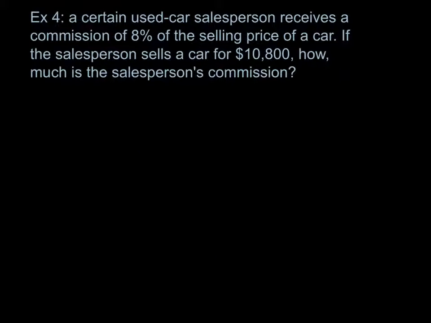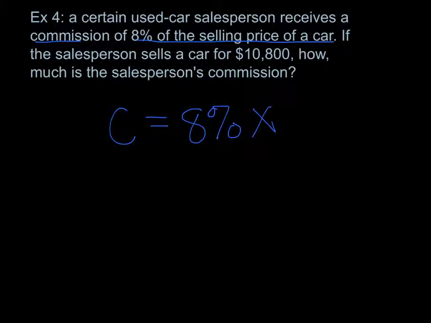In example 4, it says, a certain used car salesman receives a commission of 8% of the selling price of a car. Let's write an equation based on that first sentence. Commission is equal to 8% of the selling price, if I'm going to put SP for selling price. Now, you have to fill in what you know. The second sentence is going to fill us in on some things that we can use in our equation. If the salesperson sells a car for $10,800, how much is the salesperson's commission?